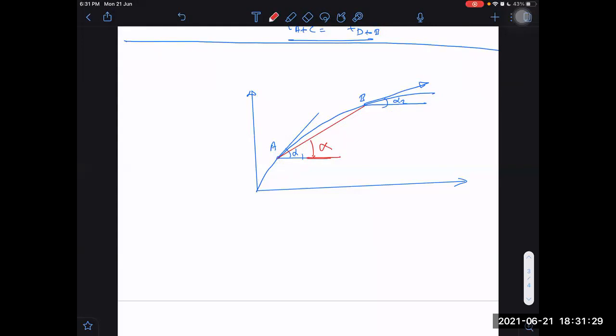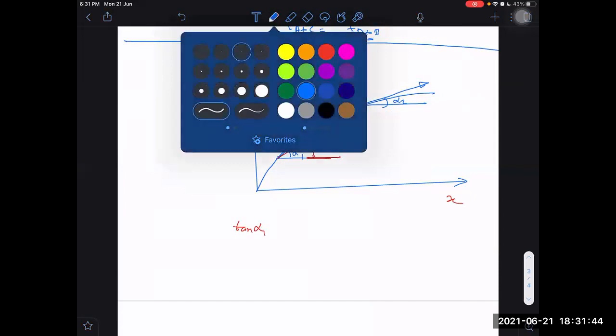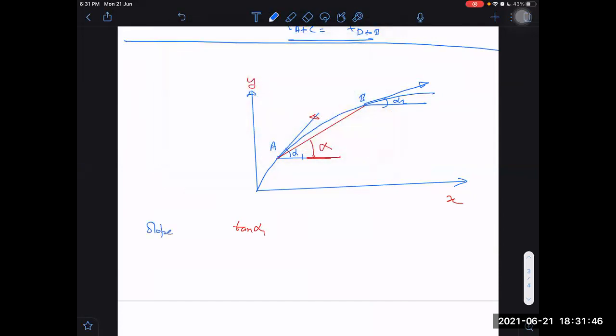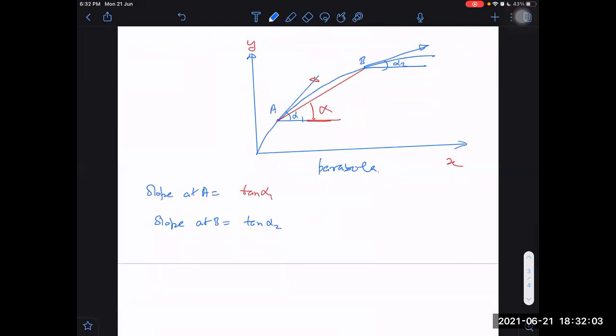So now, what is the slope at A? Slope at A will be tan alpha 1 or tan alpha 2 or tan alpha. Tell me, what is the slope at A? Tan alpha 1 is the slope at A. Correct. What is the slope at B? Tan alpha 2. Slope at B is equal to tan alpha 2. This is a parabola. Don't forget it.